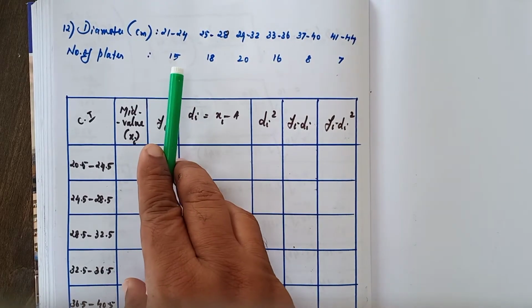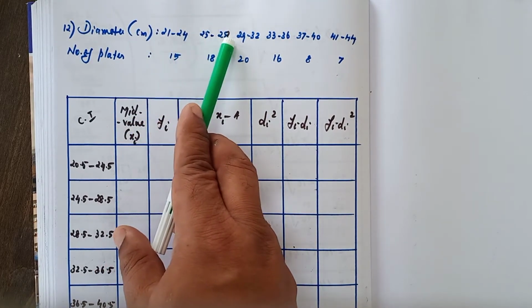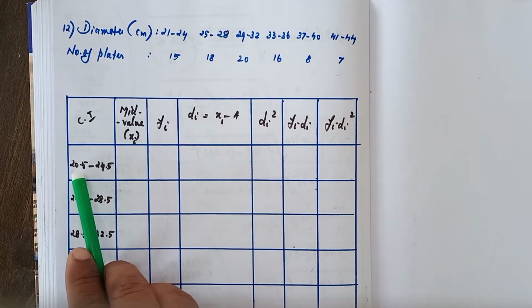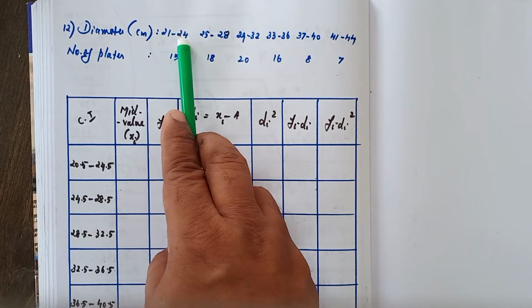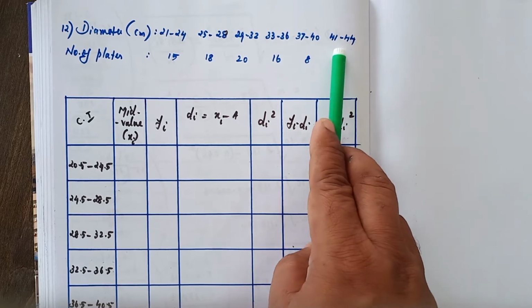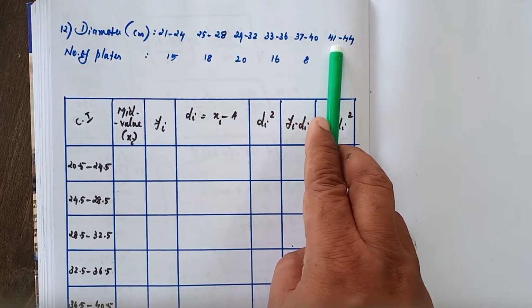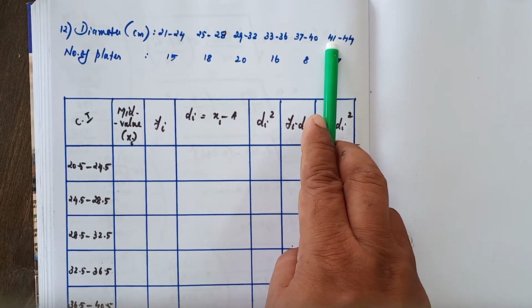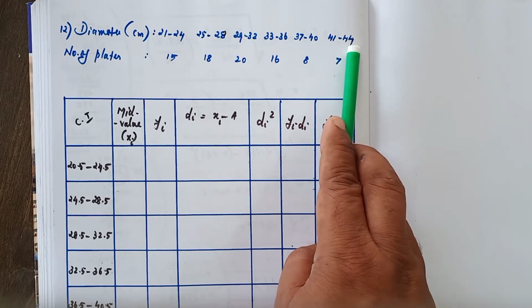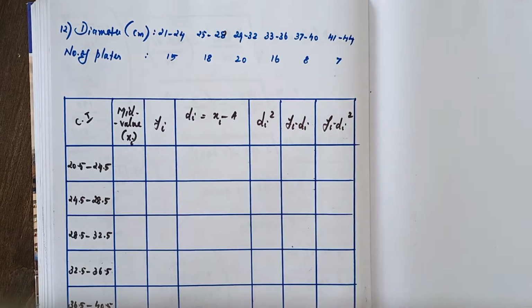Here is question number 12. In 21 to 24, 25 to 28, there is no continuity, so the lower limit is reduced by 0.5. Look at that, 20.5. The upper limit is increased by 0.5, that is 24.5, like that. Even for the last one, 41 to 44, you reduce 0.5 and get 40.5, and increase 0.5 to get 44.5.